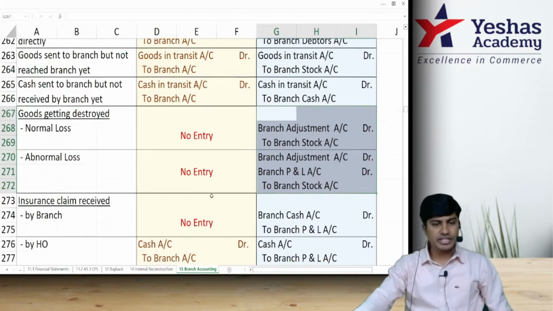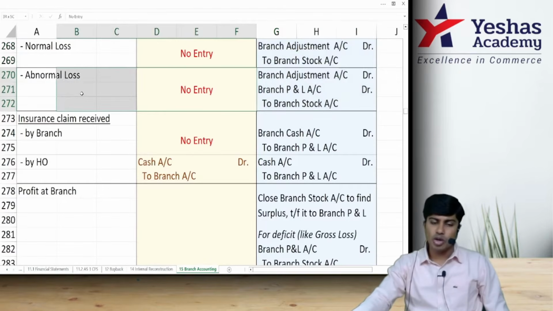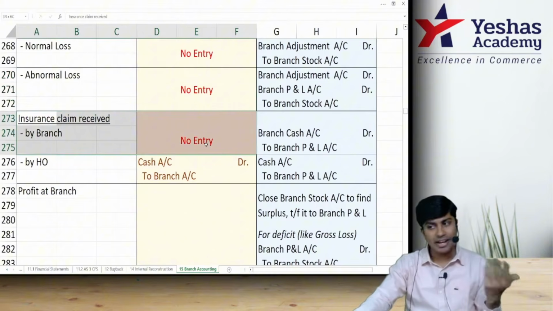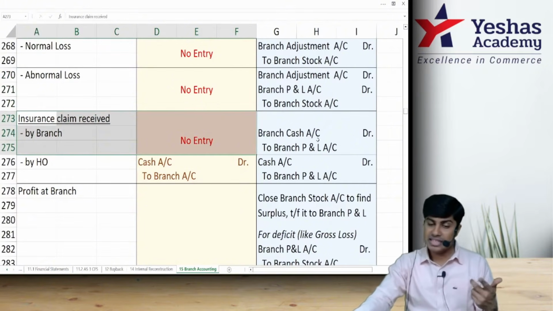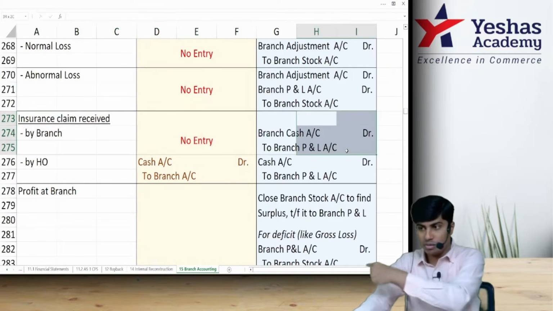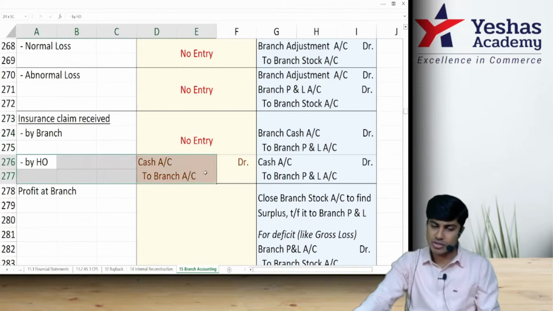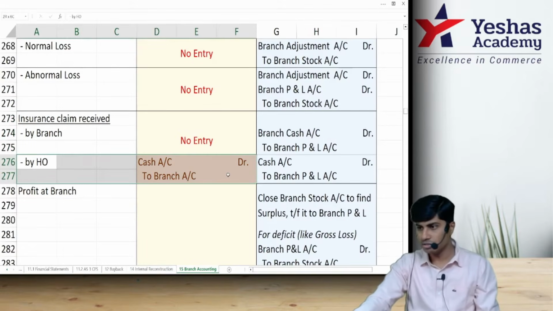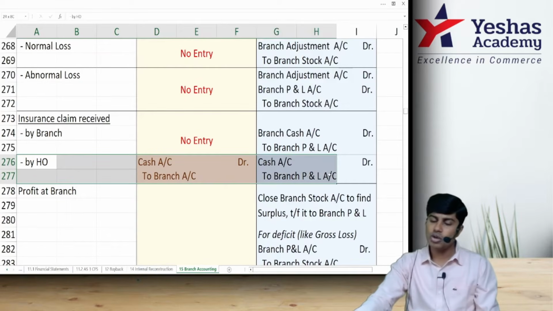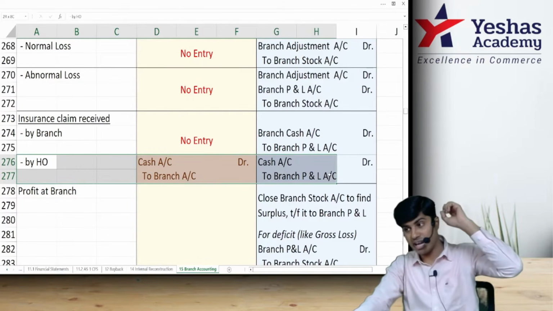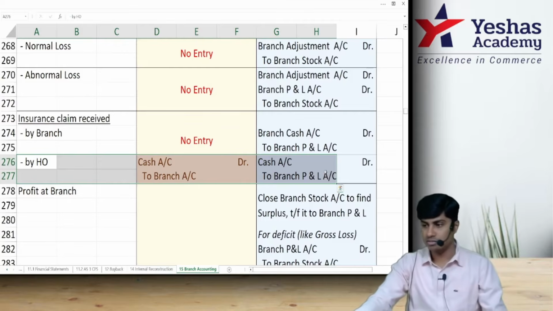And then we have insurance claim. If in case on this abnormal loss, you have an insurance claim, and if insurance claim is received by branch, head office will write no entry. In this case, we can still write cash account debit to branch P&L, branch cash to branch P&L. If head office receives it, it will write cash to branch under debtor system. Under stock debtors, it will write head office cash to branch P&L.